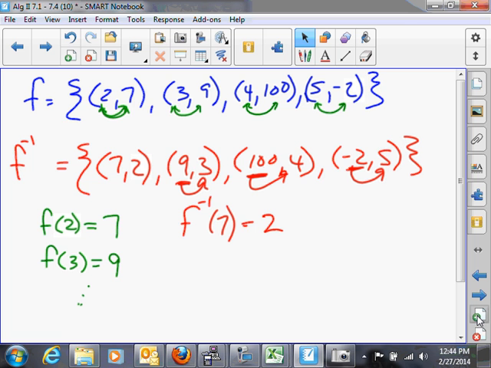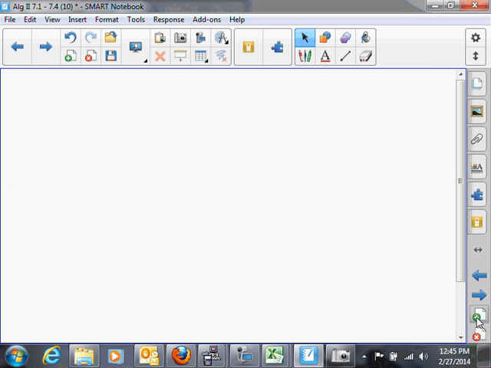Now, I'm sure those of you that are thinking are asking yourself, but what if I don't have a set of ordered pairs, but instead, let's say I have some kind of an equation? Well, I'm glad you asked that. Let's take a look at something like that. Let's say you have f of x is equal to 2x minus 7. Now, what we'd like to do is find the inverse of f.